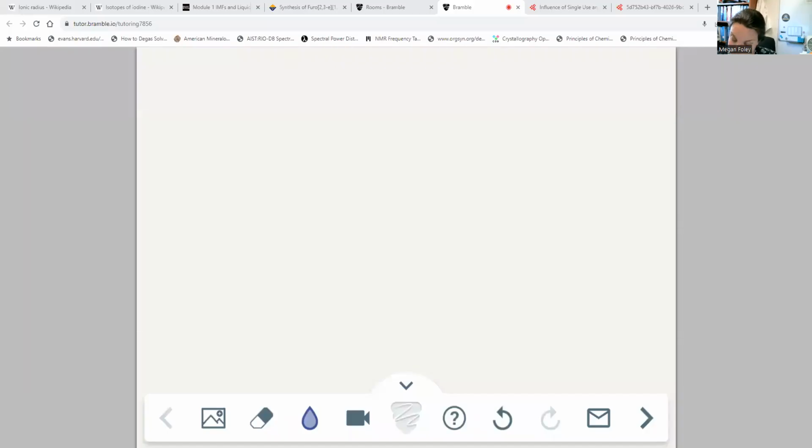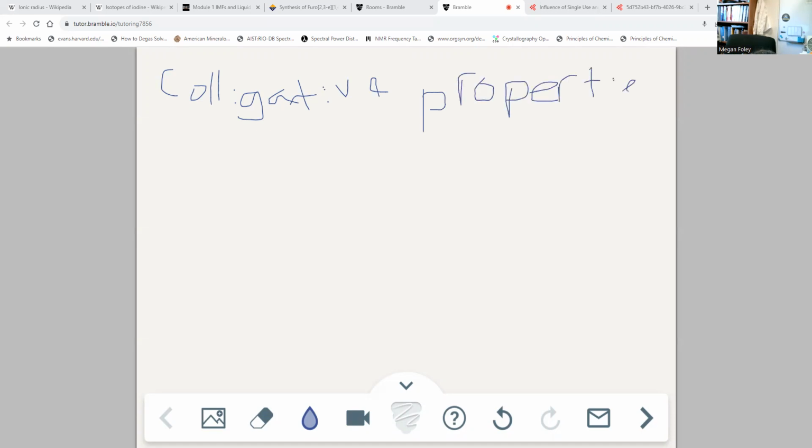Okay, so for this week, we will be going over colligative properties. Sorry, my handwriting is horrible in there because I can't get my iPad to work.